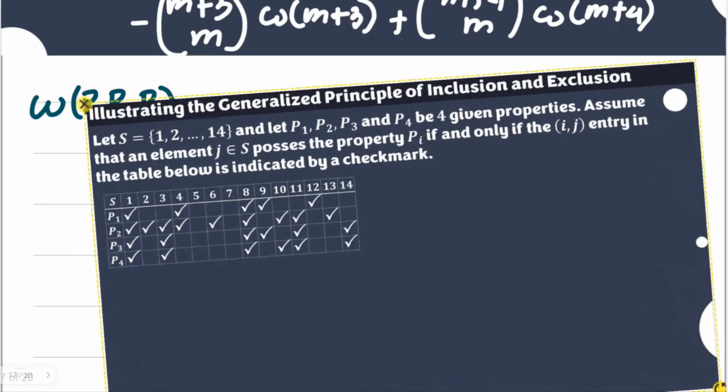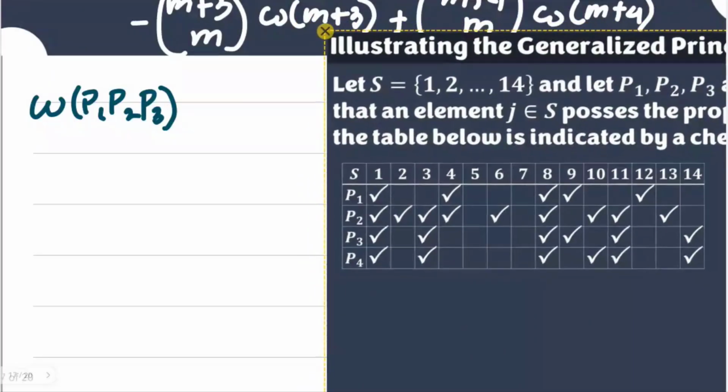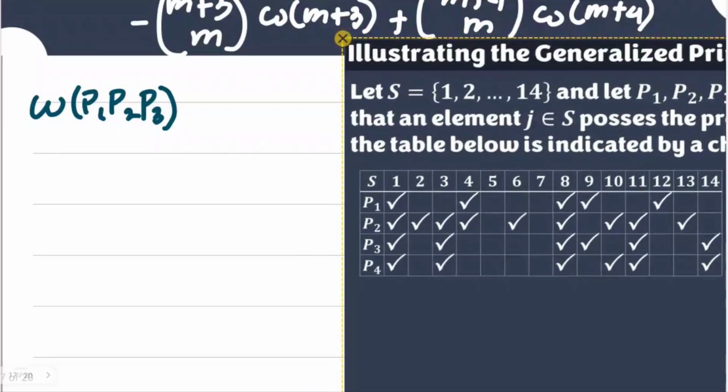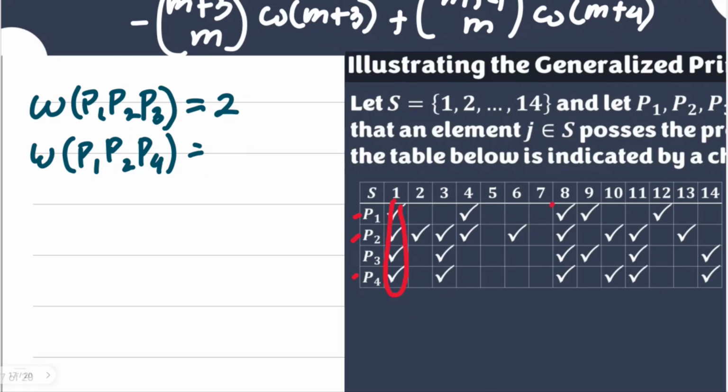So let me increase this further, but only the table will be presented here until 14. Alright, so let me continue. For P sub 1, 2, and 3, it should be the 3 of them. 1, 2. Only 2 elements possess the same characteristic, so you have here 2. For P sub 1, the next combination 2 and 4, so it would be 1, 2, and 4. So still 1, 2, only 2 again. So we'll have here 2.